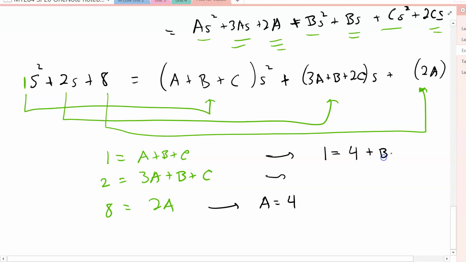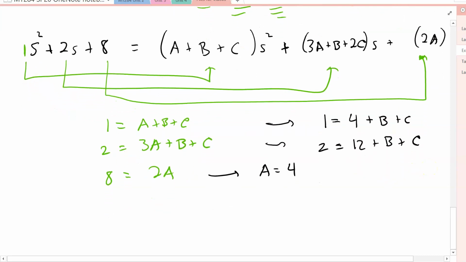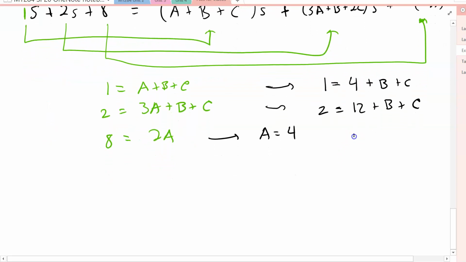4 plus 1 equals 4 plus b plus c. And then 2 would equal, putting in a equals 4, 3 times 4 is 12 plus b plus c. Okay, and then we would just solve for b and c, and you're used to doing that in some of our previous work. So I'm just going to tell you what those are and skip that work.